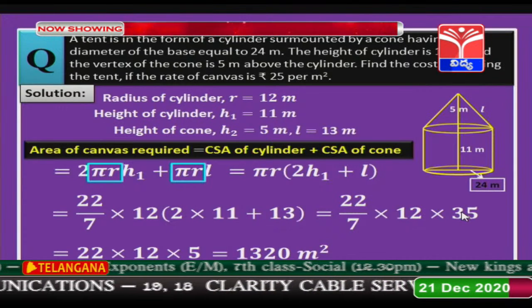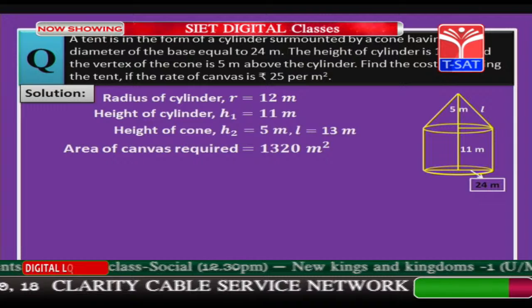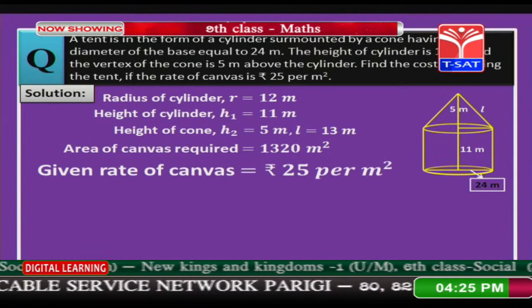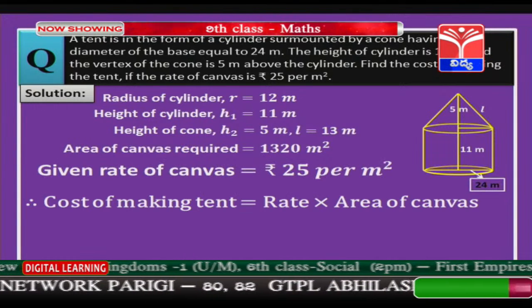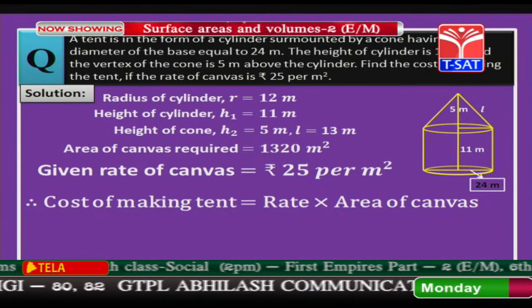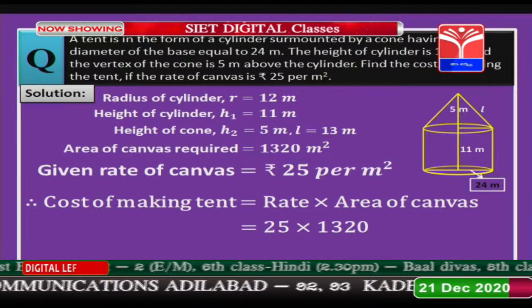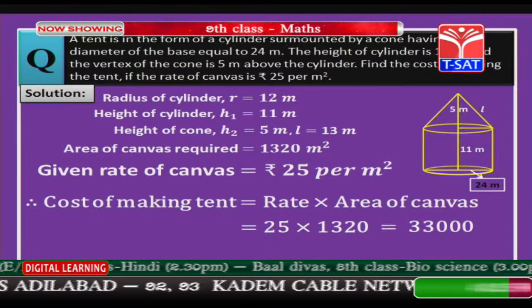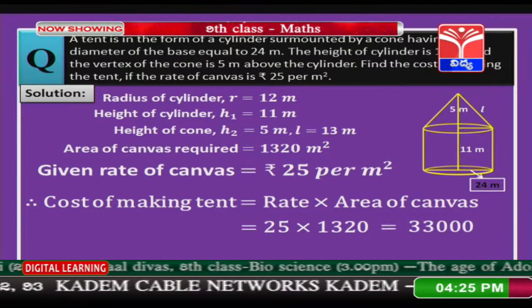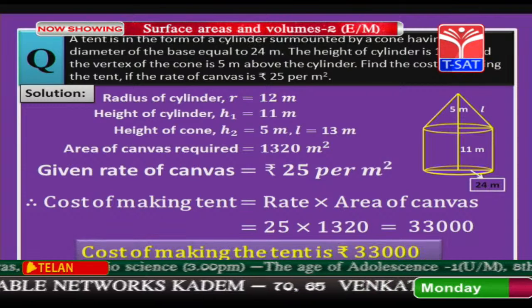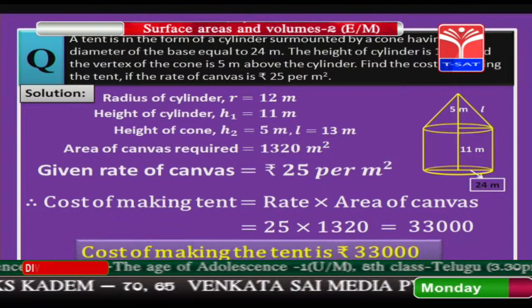We are supposed to find the cost of making the tent. The rate of canvas is 25 rupees per meter square. So, the cost of making tent is the rate per unit into area of canvas. Let us substitute them. 25 into area is 1320. On multiplying them, we get 33,000. Therefore, the cost of making the tent is 33,000 rupees.